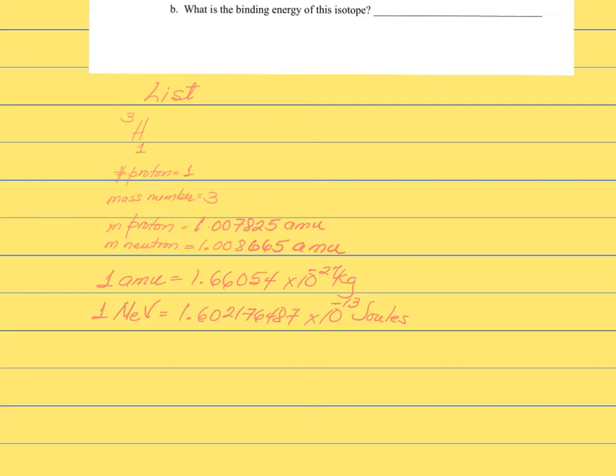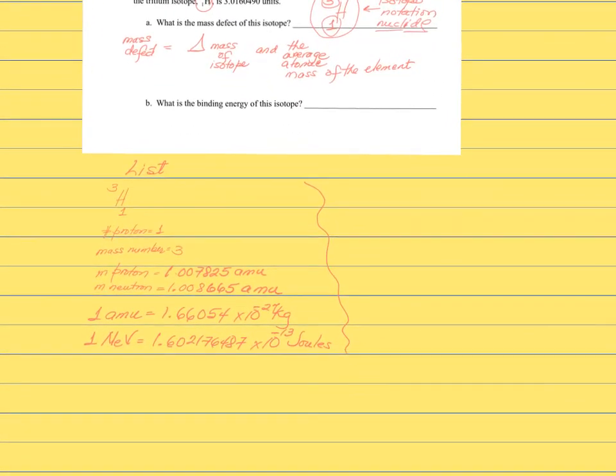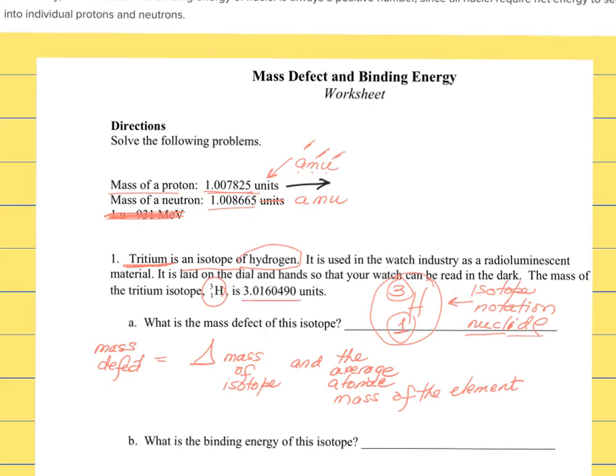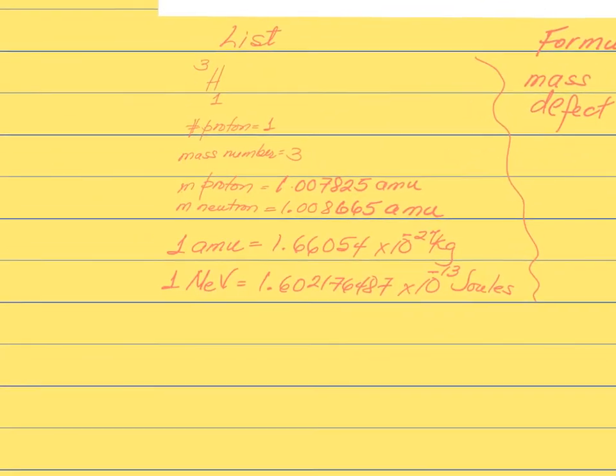Once you have that, how are you going to find the mass defect? My second step is the formula. The mass defect is equal to the mass of the isotope minus the average atomic mass, which, by the way, in problem number 1 is also a given.